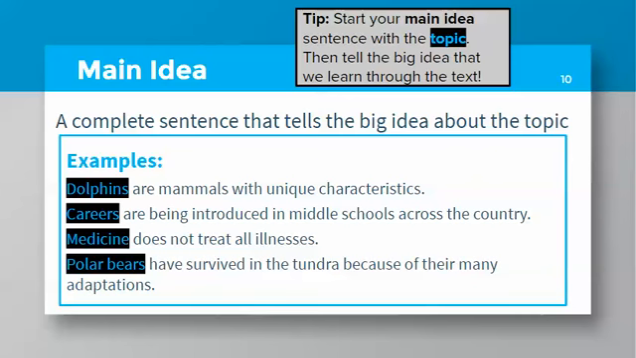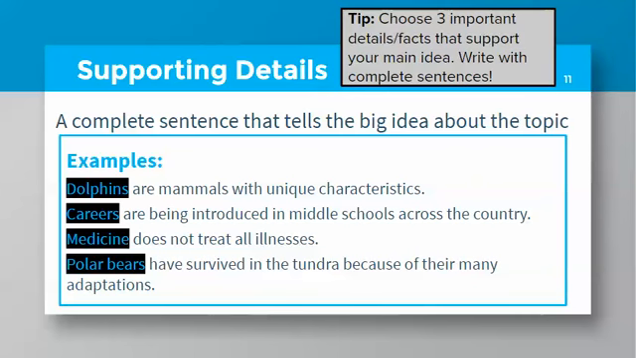So remember, we do have this tip: when you're writing your main idea, you're going to start with your topic, then tell what you're mostly going to talk about in the paragraph. For supporting details, a tip: choose 3 important details or facts that support your main idea. You'll write with complete sentences. So keep these tips in mind when you're going to write in your packet for your nonfiction children's book.